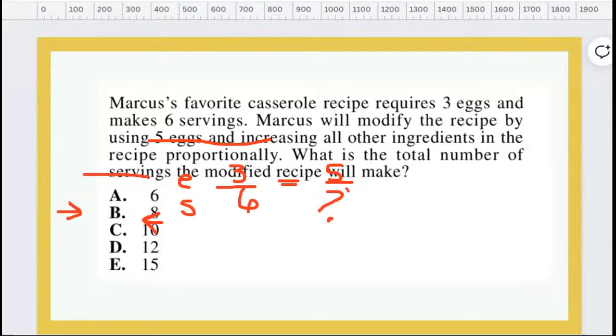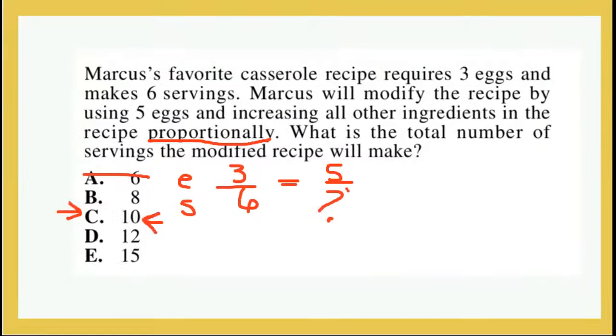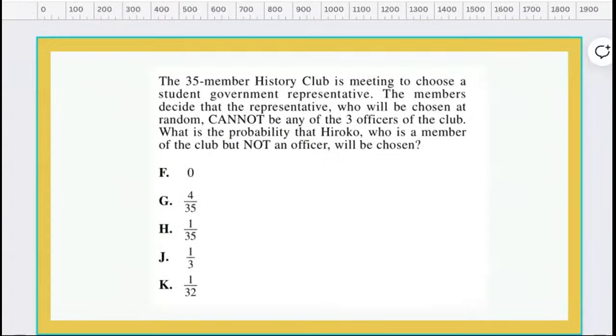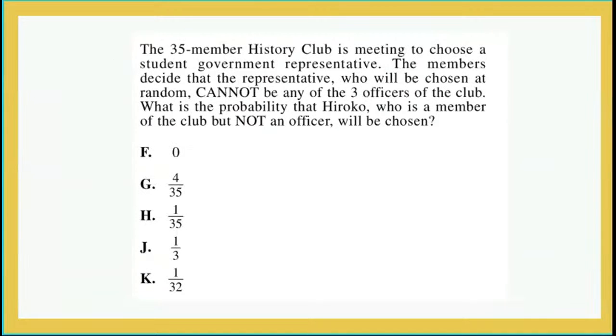Okay, let's take a look at the next problem. So for our second ACT question of the day for this week, we have the 35-member History Club is meeting to choose a student government representative. The members decide that the representative who will be chosen at random cannot be any of the 3 officers of the club. What is the probability that Hiroko, I think that's how you pronounce that, who is a member of the club but not an officer, will be chosen?